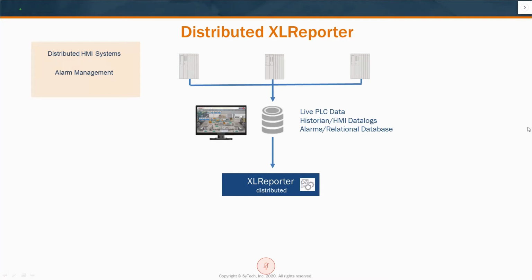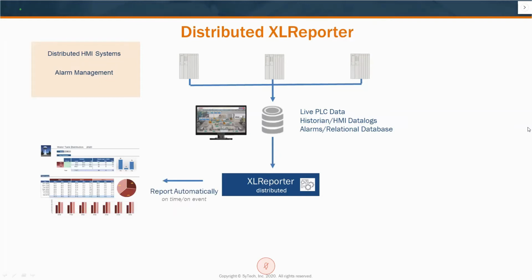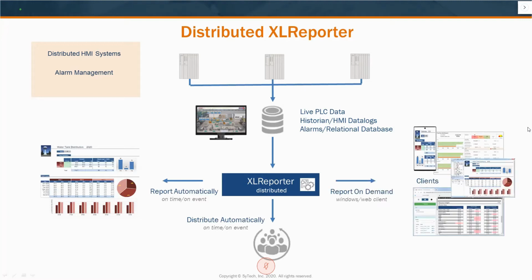But once XLReporter is connected to the data source, it can then generate reports either automatically on time or event. For example, collecting a turbidity value every 15 minutes continuously, or collecting machine KPI and production information when a machine has completed the job cycle. But the other thing that it does, which we're here to talk about today, is it generates reports and dashboards on demand from clients that can either be a Windows application installed on a Windows desktop or accessed through a web browser.